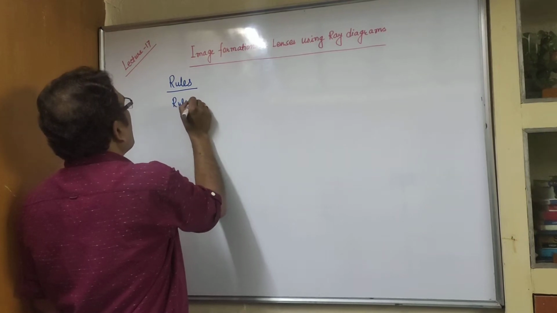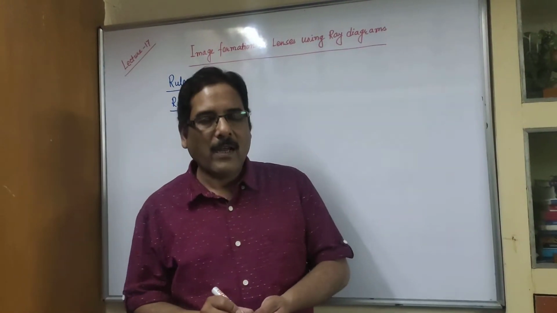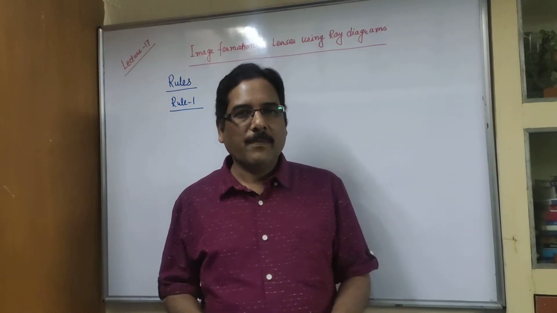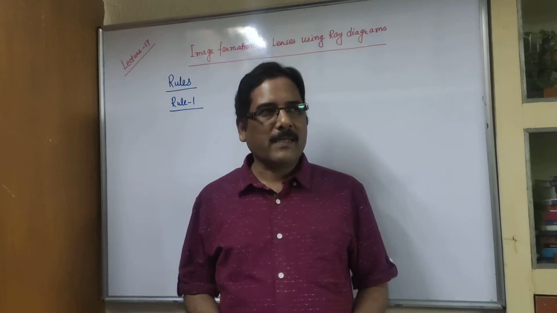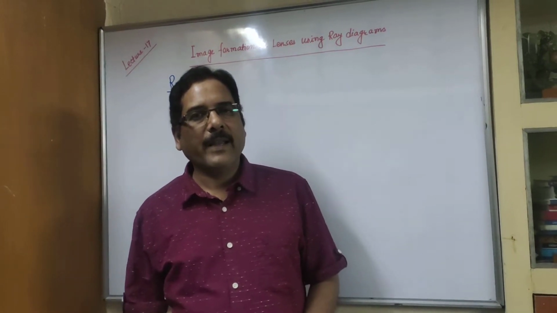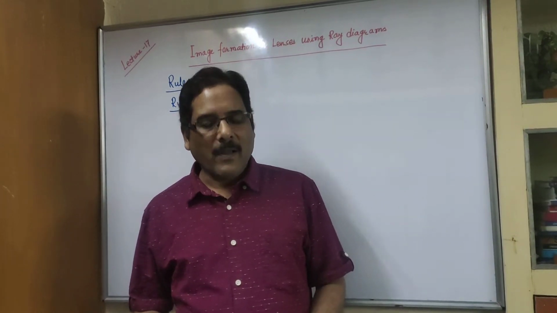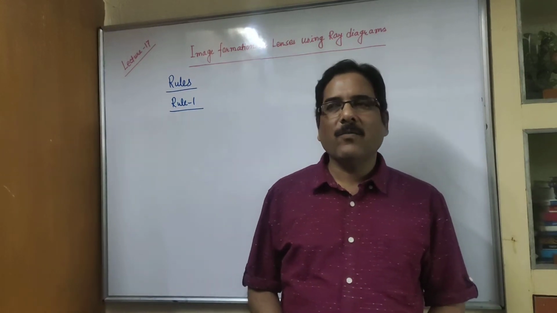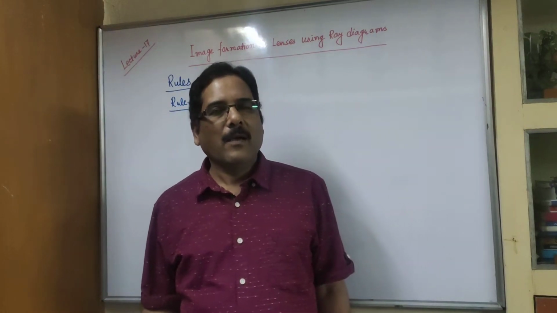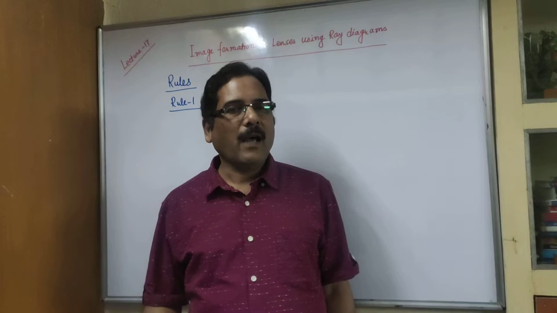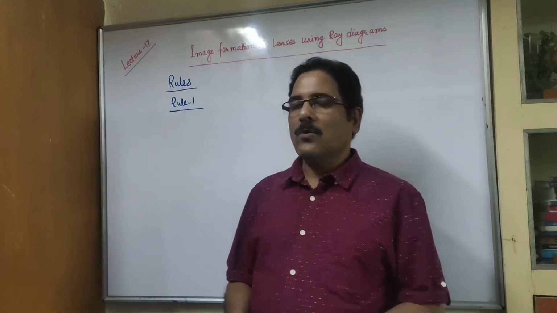Rule 1 is that when a ray of light which is parallel to principal axis passes through a spherical lens, it passes through principal focus of the lens. I am repeating once again that if a ray of light which is parallel to principal axis passes through a spherical lens, then after refraction it will pass through focus. So now you write down rule 1.